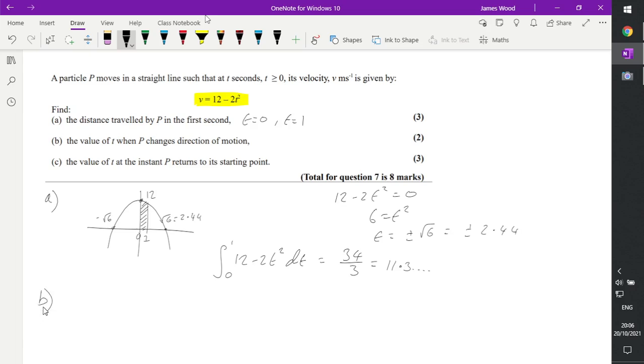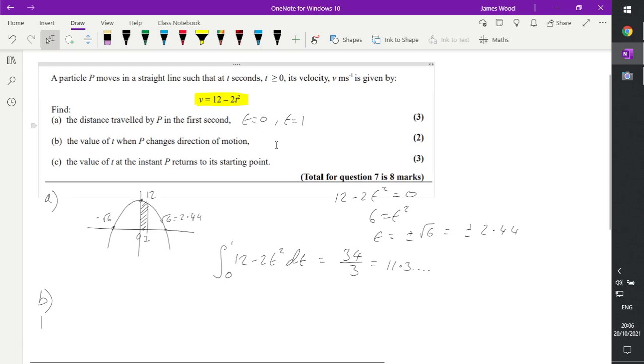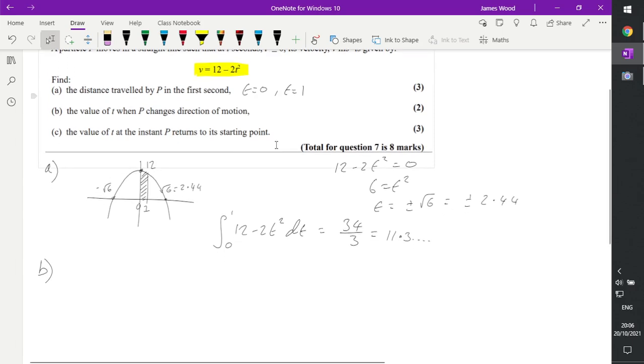Part B, the value of t when p changes direction of motion. So that is when the velocity goes from positive to negative, a bit like on these other questions we talked about where it follows an arc and it's going upwards and then it's going downwards, while the point where it changes direction is going to be that bit there where the velocity is 0. It's going from a positive velocity to a negative velocity, or vice versa. So we want to find when velocity is 0.